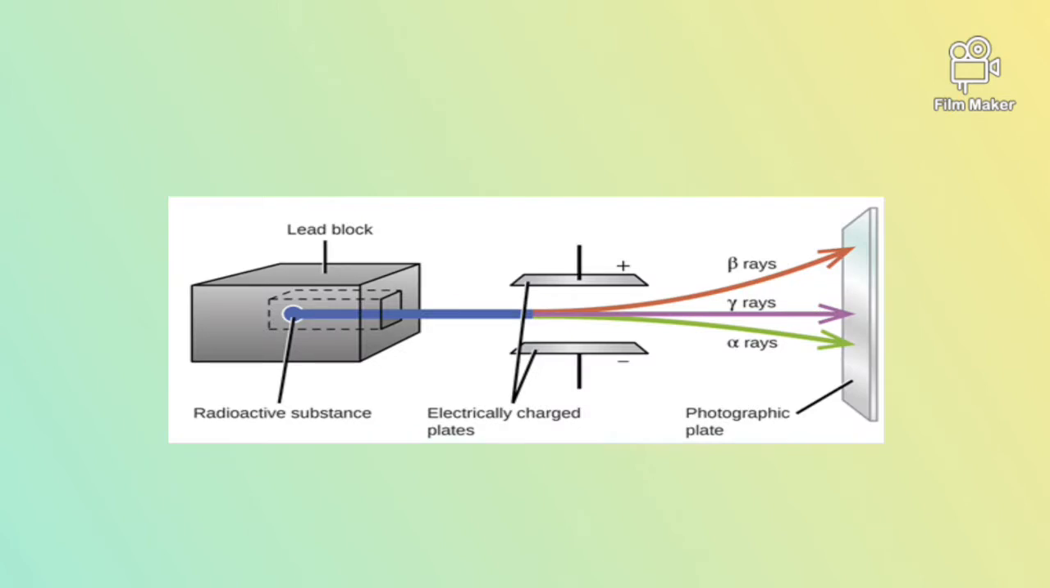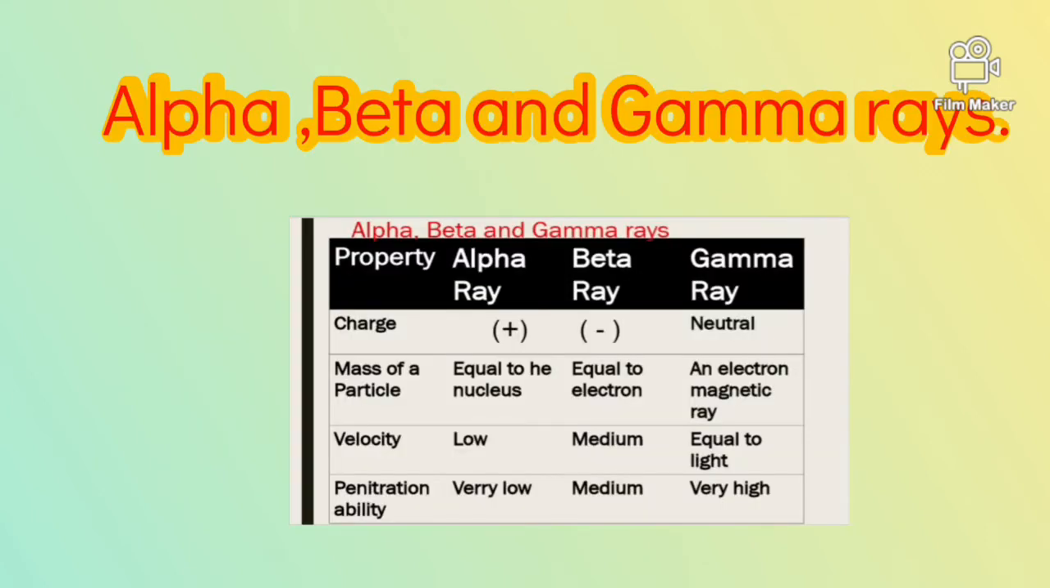Okay, let's consider the properties of alpha, beta and gamma rays, and compare these properties. Charge. If you check the charge, alpha rays are positively charged, beta rays are negatively charged, gamma rays are neutral.